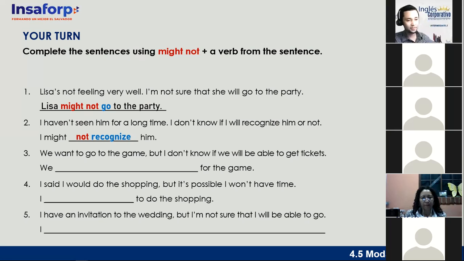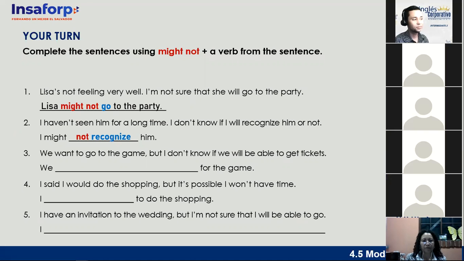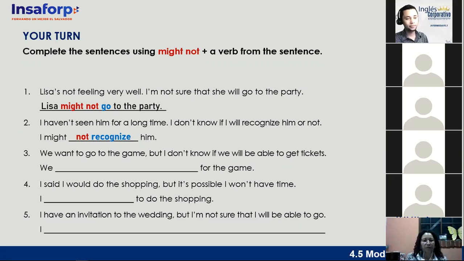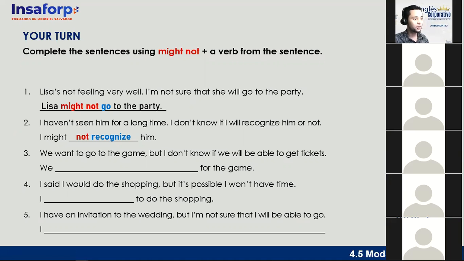Volunteer, okay. Please. Vamos, que ya son las nueve. Pero revisemos el ejercicio. Jessica, we want to go to the game, but I don't know if we will be able to get tickets. So? We might not be for the game. It's a little different. Who has a different version for this? ¿Quién tiene una alternativa? Josué. We might not get tickets for the game. We might not get tickets for the game.